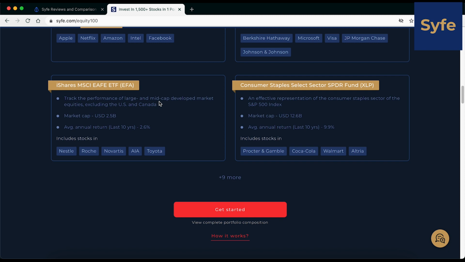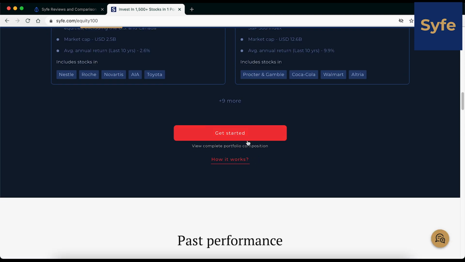Okay, and then they have this large cap and mid cap developed market equities, excluding the US and Canada. So if you want to have some exposure to other markets, I think this is the one. But average annual return is only 2.6% for the last 10 years. Consumer staples, these are more stable stocks I would say. They have gone through the test of time, including Procter & Gamble, Coca-Cola, Walmart and Altria. Average annual return over the last 10 years 9.9%, so okay, get started.